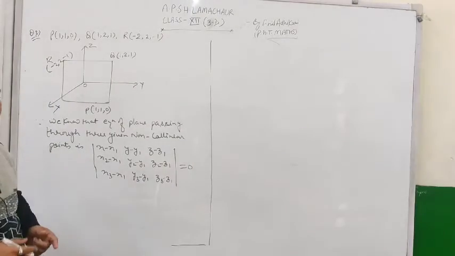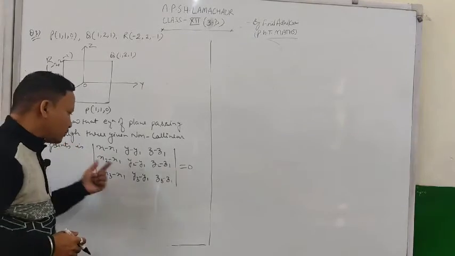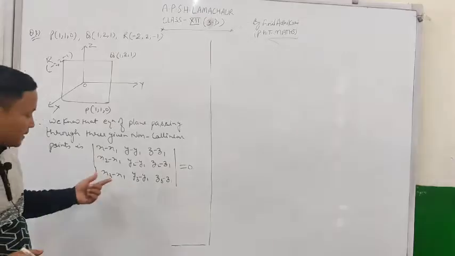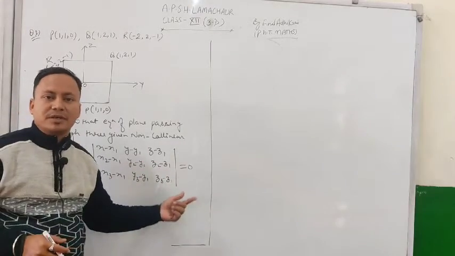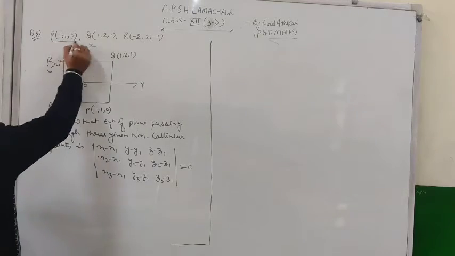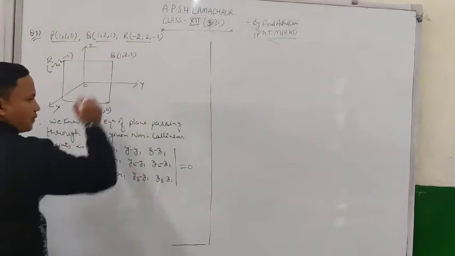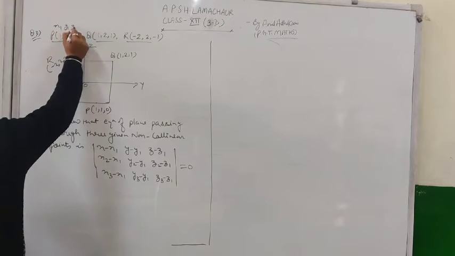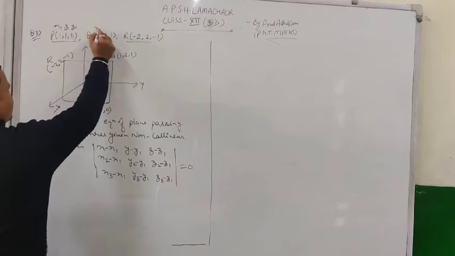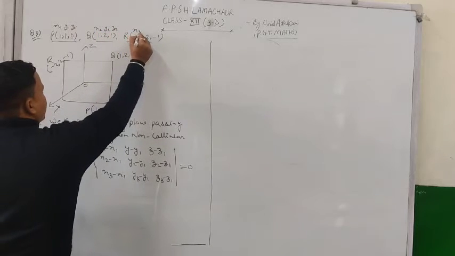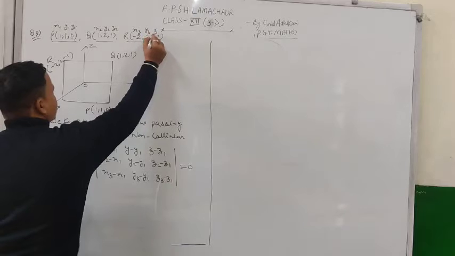Now what we have to do here is just put the values of x1, y1, z1, x2, y2, z2, and x3, y3, z3 in the given condition, make the determinant equal to 0, and then find the answer. So this is the first point, this is the second, and this is the third point. Let the coordinate of the first point be x1, y1, z1, the coordinate of the second point be x2, y2 and z2, and the coordinate of the third point be x3, y3 and z3.